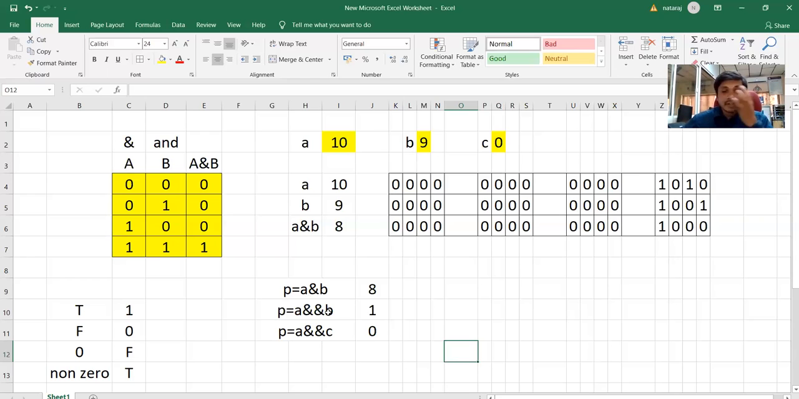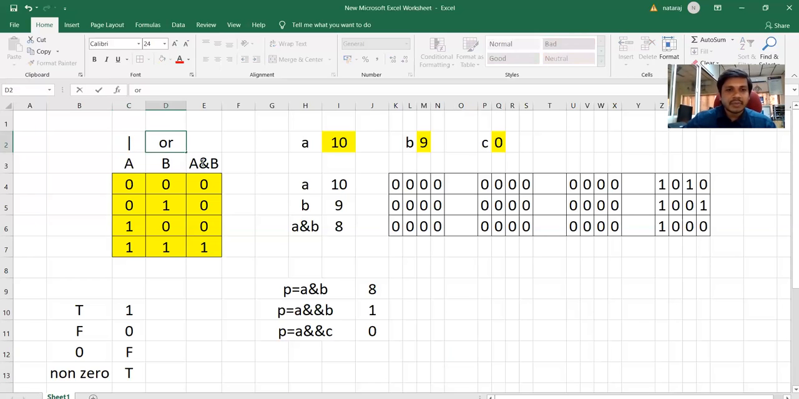Okay, fine. Next we will see OR. This is about the AND operation. We will see OR. The operator is OR. We call it a pipe. So what does OR give? 0 or 0 is 0 and all the remaining are 1. It's like the OR truth table.